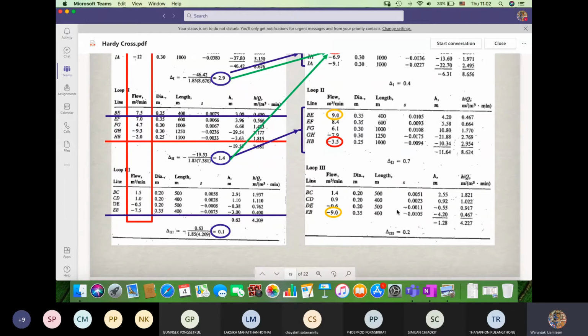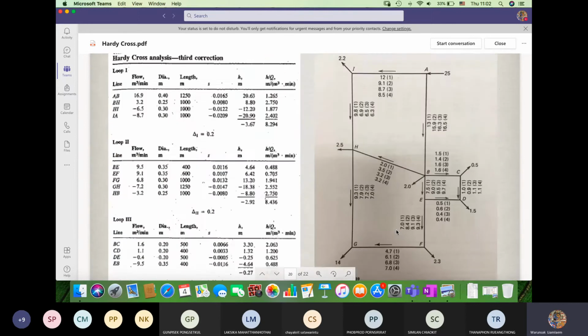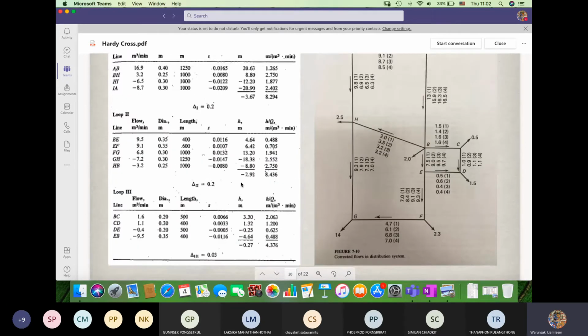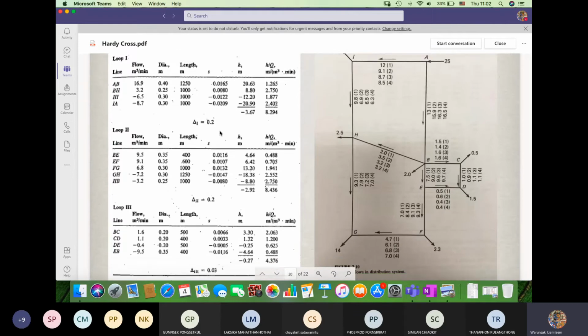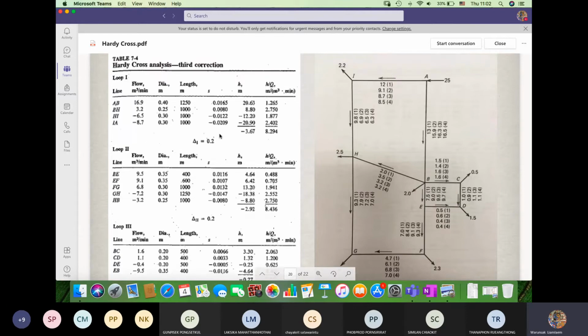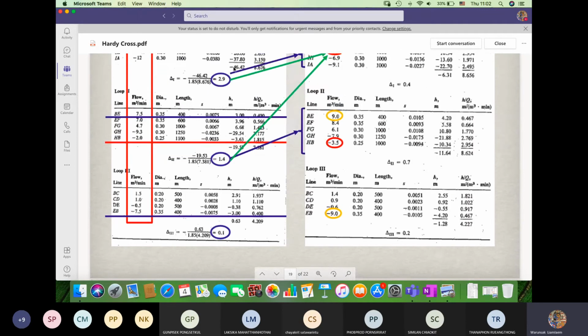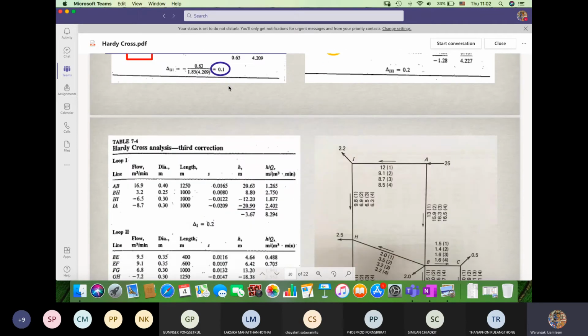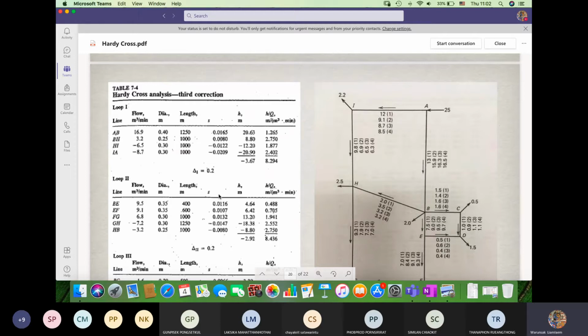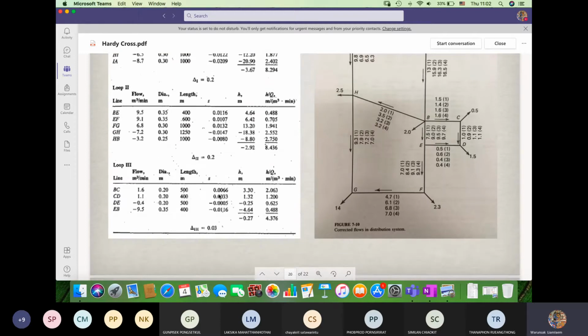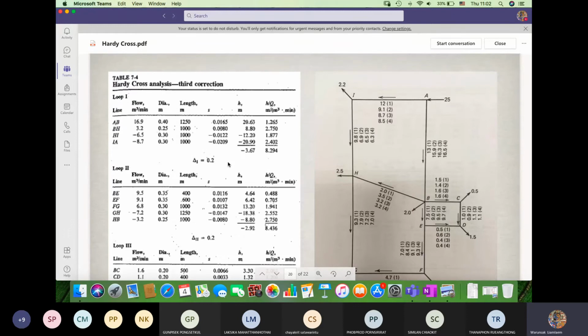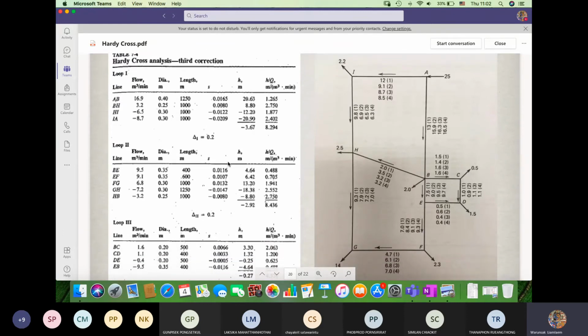0.7. But in fact, the last loop is quite okay. So if we try again, here you will get a different delta value. So it's just 0.2 with respect to this one. It seems to be okay for the first loop. If you are not sure, you can do it again for the next trial. This is the third trial. Then we do it again.